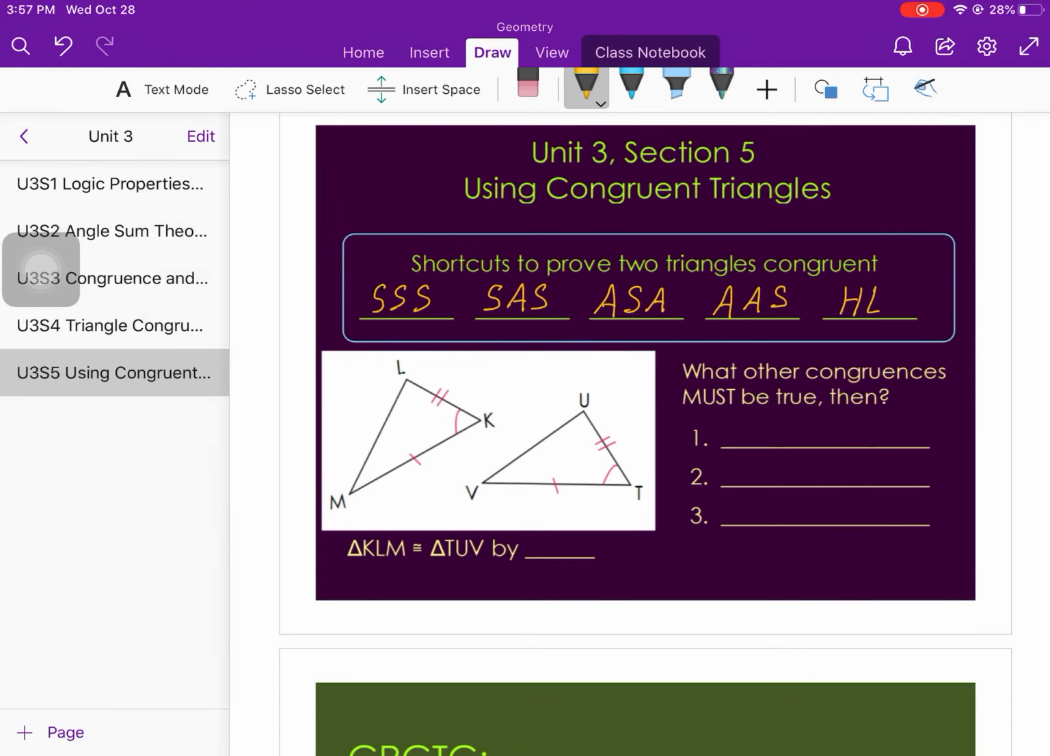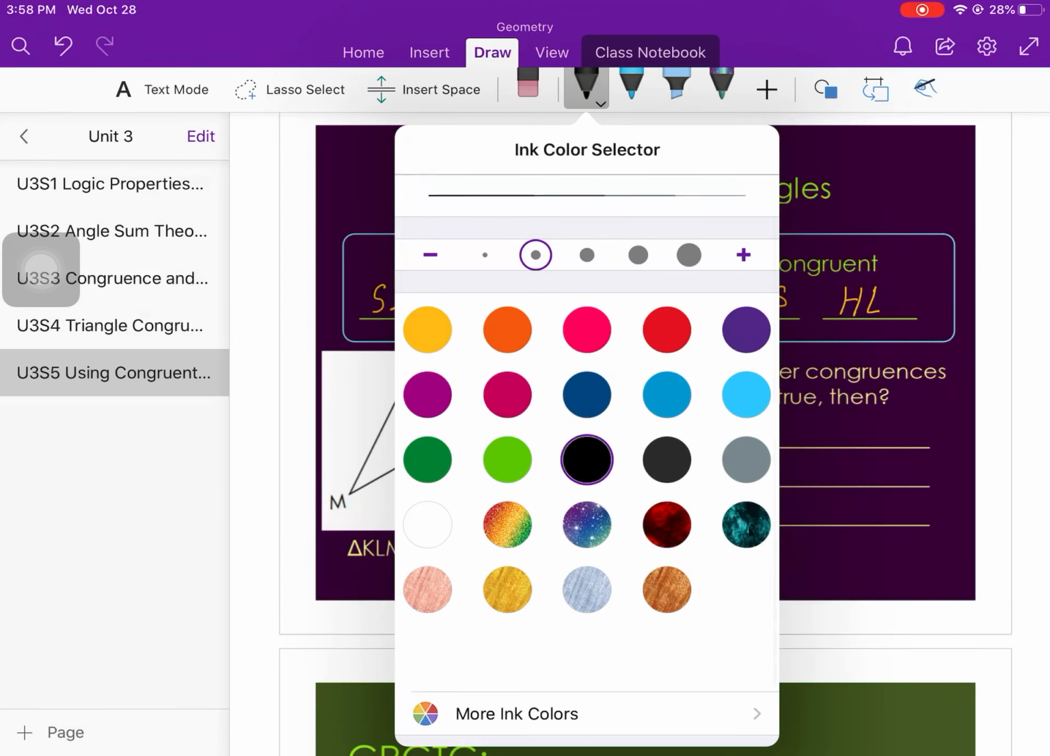So if we look at this first diagram, we see that LK is congruent with UT, MK is congruent with VT, and then angle K is congruent with T. So we actually have enough to prove that the triangles are congruent by our shortcut of side, angle, side. Now that we know that they're congruent, what else can we conclude?